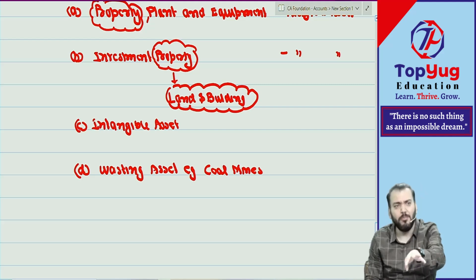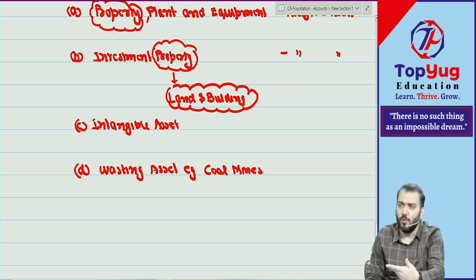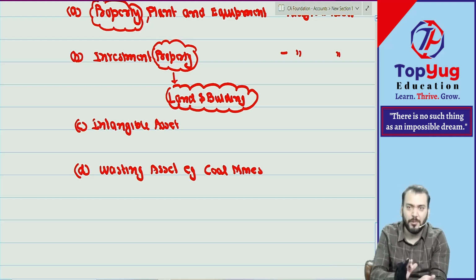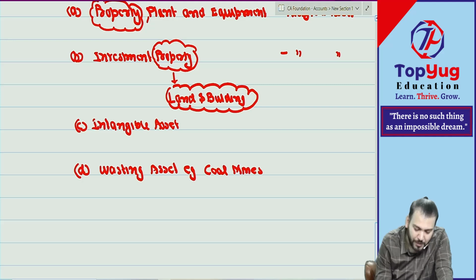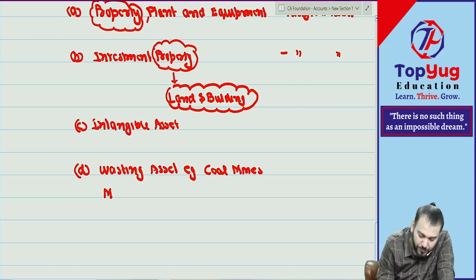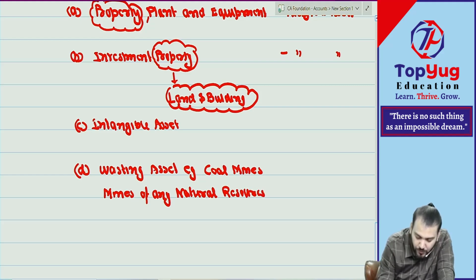Once all the coal has been extracted from that mine, there is no more use, so it also needs to be depreciated. Coal mines are the best example, or mines of any natural resources will be wasting assets. Are you able to understand what I am saying? Have you understood this point?